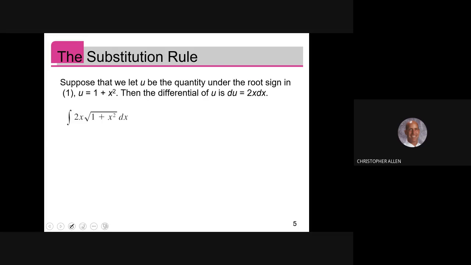So here's example number 1. Suppose that we let u be the quantity under the square root. In other words, we're going to let u be this right here, 1 plus x squared. In fact, I'm going to write it separately here. So I'm saying we're going to let u equal 1 plus x squared. All right? And you might say, Mr. Allen, why are you doing it? Just trust me. Okay? If that's u, what would du be? What would be the derivative of u? What is the derivative of 1 plus x squared?